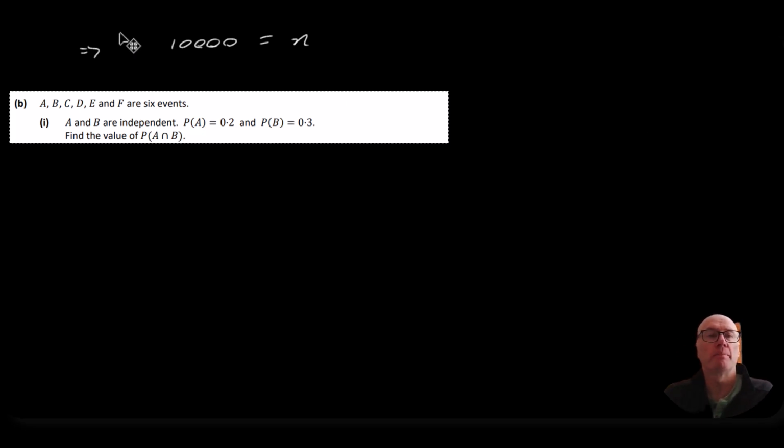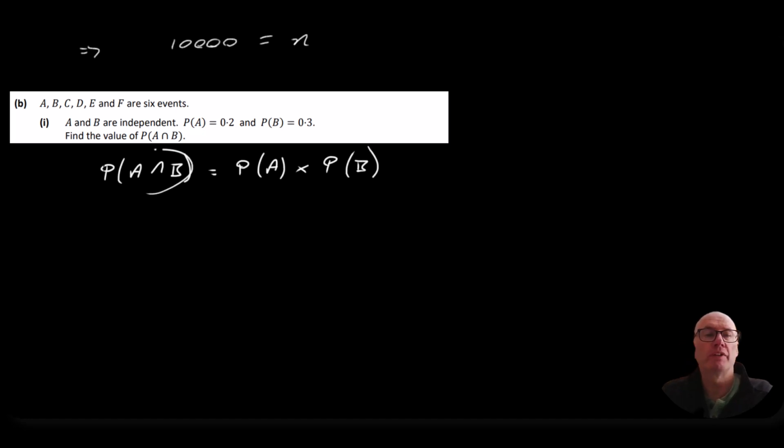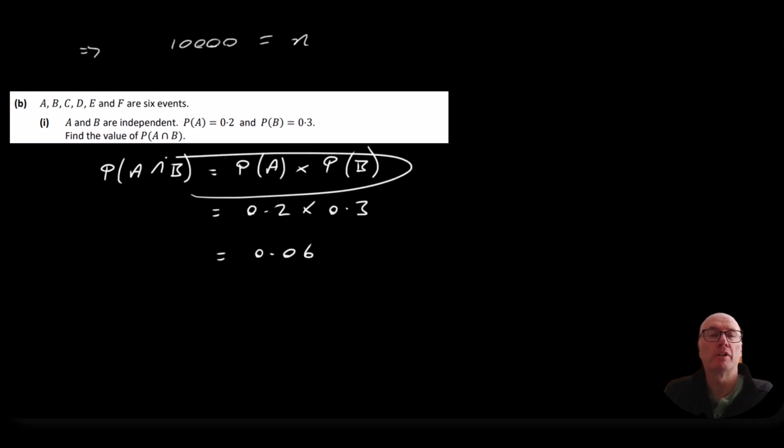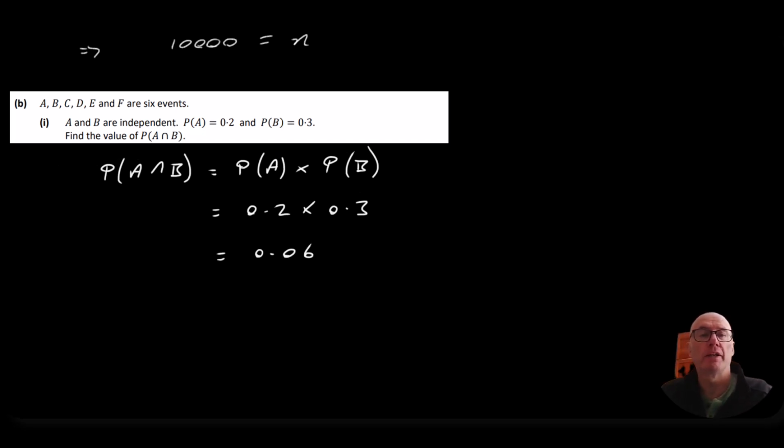So they use the word independent here, so immediately you should write down the formula for independent events. The probability of A intersection B is equal to the probability of A times the probability of B. So we need to find this here. We're given the probability of A, we're told it's 0.2. We're given the probability of B, it's 0.3. Multiply those two together, you get 0.06. The only thing you needed to remember there was the formula for independent events.